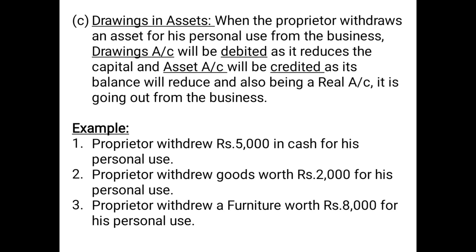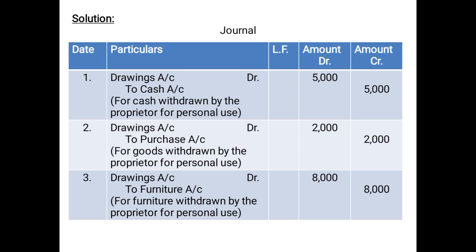And the third example, proprietor withdrew furniture worth rupees 8000 for his personal use. Again, if he is withdrawing anything for his personal use, the drawings account will be debited. That means drawings account debited 8000 in the debit column in front of drawings account. And what is he withdrawing? He is withdrawing furniture, an asset. So we will credit the furniture account. So what will be the entry framed? Drawings account debited 8000 in the debit column, to furniture account 8000 in the credit column. So this is the solution, children.